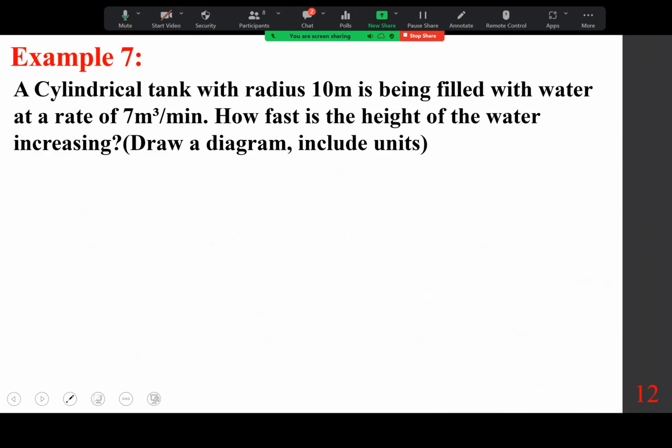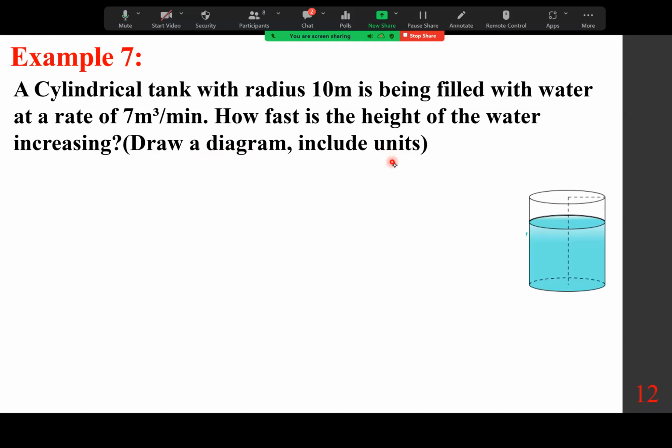Could somebody read this, please? I'll read it. A cylindrical tank with radius 10 meters is being filled with water at a rate of 7 meters cubed per minute. How fast is the height of the water increasing? Draw a graph to include units. Excellent. Again, even if they don't mention this, you really have to do that. I can't emphasize this enough. Anytime you're dealing with word problems, if units are given, you have to answer with the proper units.